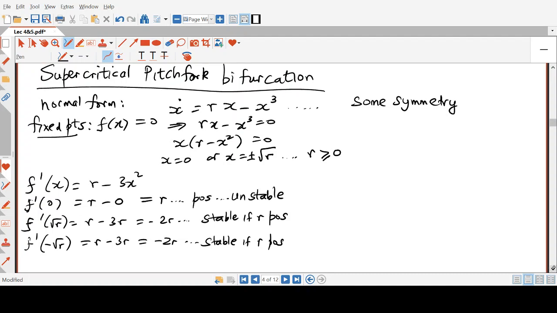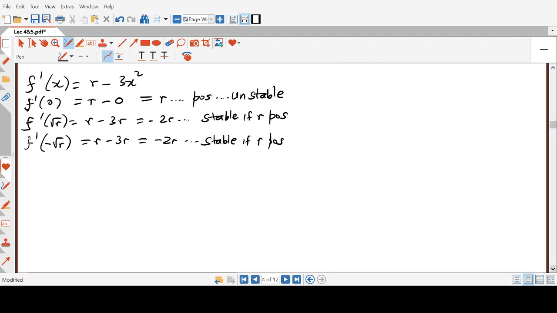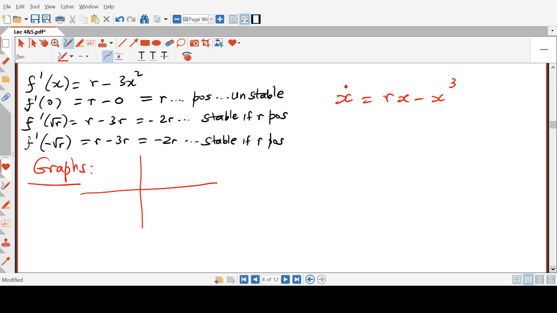What do we do? Okay, let's do the plots. Let's take some graphs: x dot versus x. We consider all three cases. I just remember the function is x dot equals rx minus x cubed. So the roots are 0, minus root r, and plus root r.